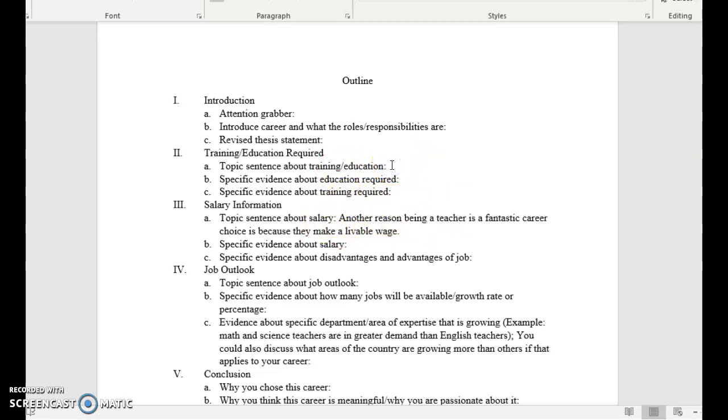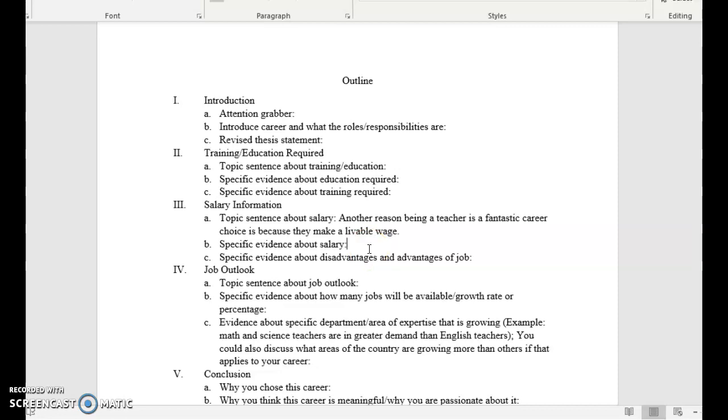Just like in here, when you're going over the topic sentence about the training and education, make sure you're not saying it requires a bachelor's degree, because then you don't have anything to talk about when you get to your evidence. So make sure these are generalized statements. Then you will give some specific evidence about the salary. Okay, and here's where, again, you will copy and paste from your note cards.